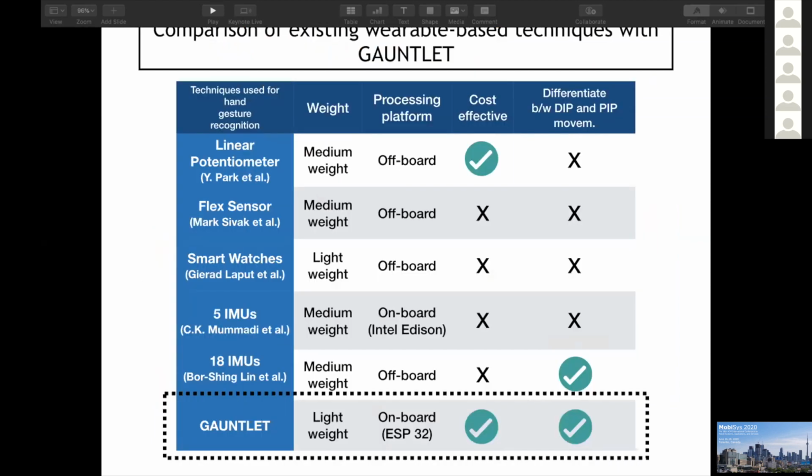As you can see, the proposed system Gauntlet outperforms the previous techniques in cost effectiveness, because potentiometers are very inexpensive, and in case of precision and delay as well, it outperforms the other existing techniques. And it's also lightweight. The weight of the wearable is only around 55.4 grams approximately.